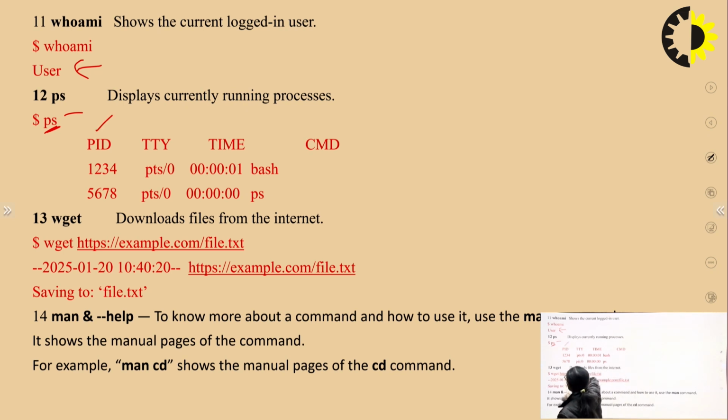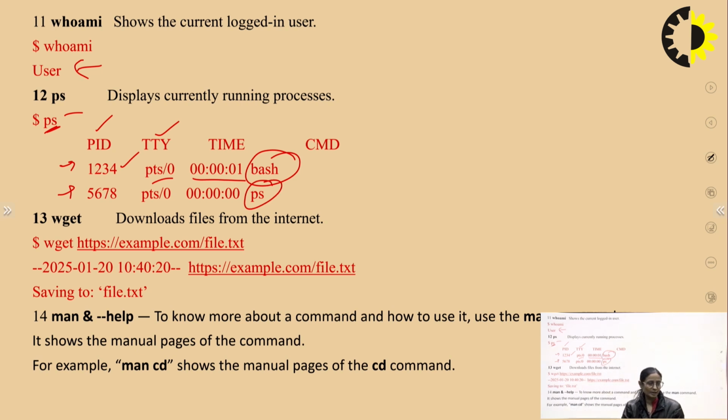The very first entry is the PID, that is the process identification number. This is TTY, that is the terminal on which these processes are being run. Currently I am logged in as a user, so this is my terminal. This is the time, at which this process was created, and this is the command, that is the name of the process, your bash and ps process.